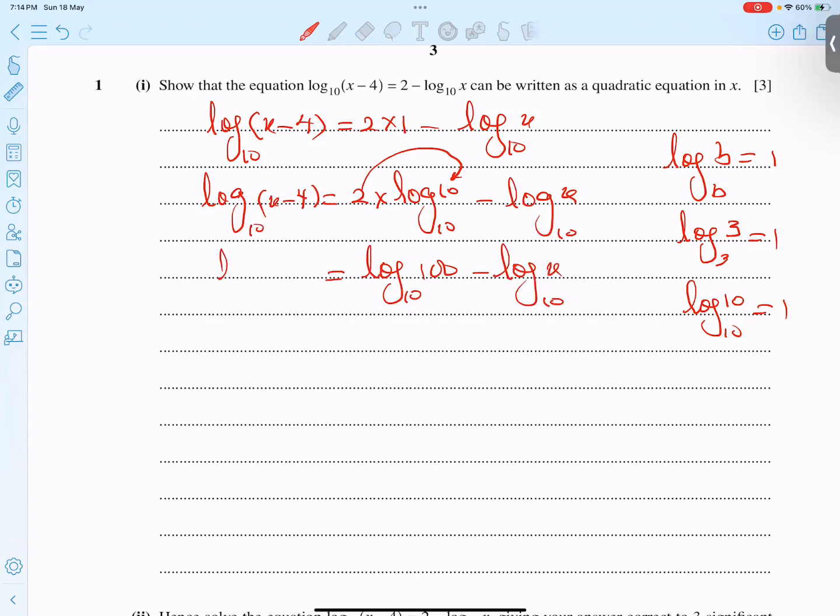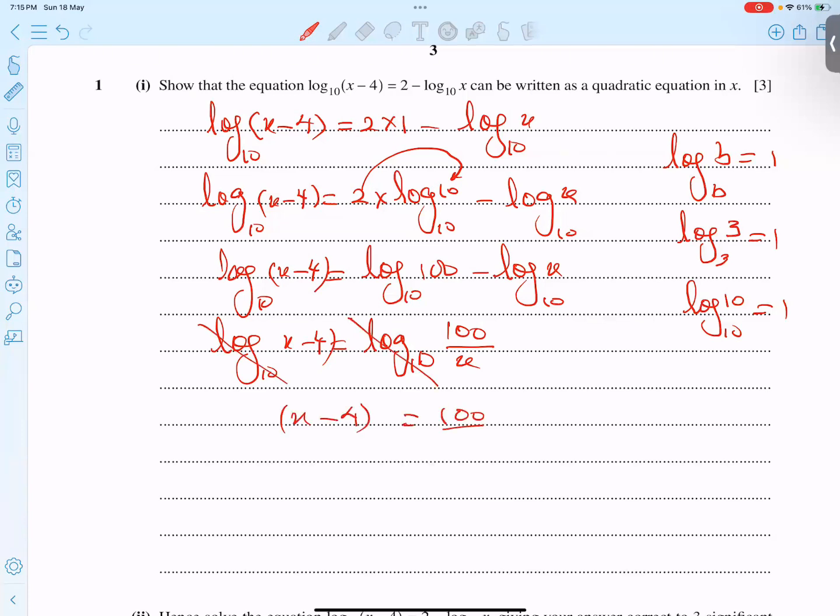After this, what to do? So what to do, students, after this? I'm writing here logarithm base 10 of x minus 4. Due to this negative sign, I can write it as one logarithm: base 10, with 100 in the numerator and x in the denominator. And after this, what is the next step? Next step is that the log cancels out, and I got x minus 4 equals 100 over x.